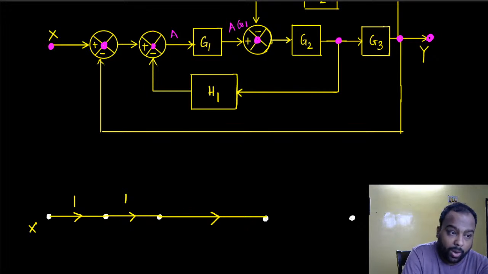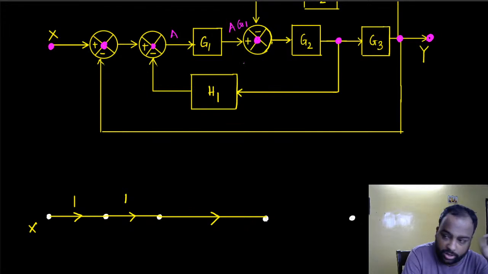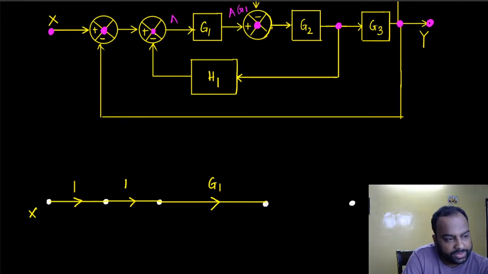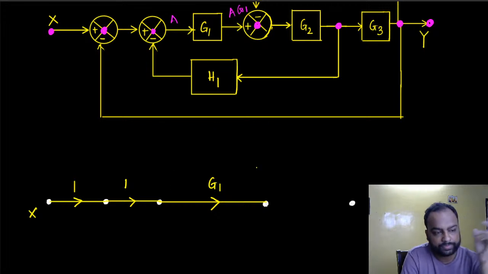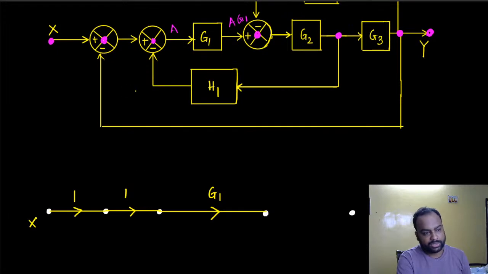In other terms, what comes out of this node gets multiplied with G1, and then that is fed to this node. With that information, I can say that we have a gain of G1 from this node to this node, because whatever comes out of this gets multiplied with G1 and then is fed to the next node. So you essentially have that.